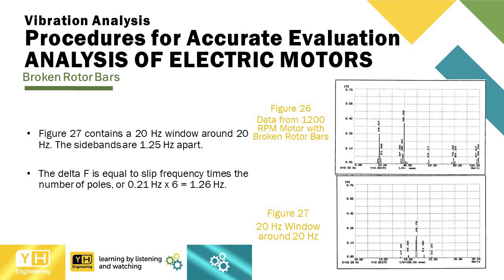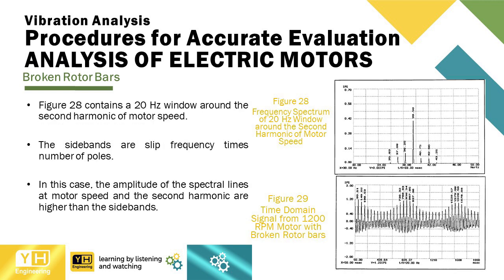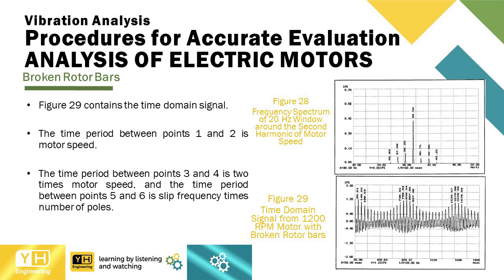The delta F is equal to slip frequency times the number of poles, or 0.21 Hz multiplied by 6 equals 1.26 Hz. Figure 28 contains a 20 Hz window around the second harmonic of motor speed. The sidebands are slip frequency times number of poles. In this case, the amplitude of the spectral lines at motor speed and the second harmonic are higher than the sidebands. Figure 29 contains the time domain signal.